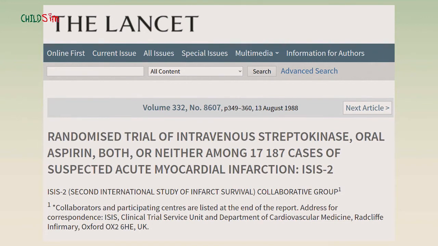This was a randomized trial on the use of intravenous streptokinase, oral aspirin, both or neither, on treatment for suspected acute myocardial infarction. This was a European-wide trial and involved over 17,000 patients in 417 hospitals. And it found that both streptokinase and aspirin significantly reduced mortality at 5 weeks. So for those patients given both streptokinase and aspirin, the result was better than either agent given alone.